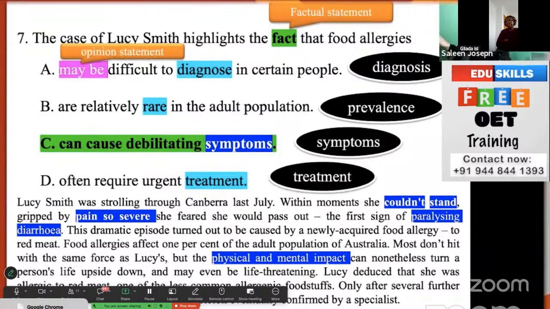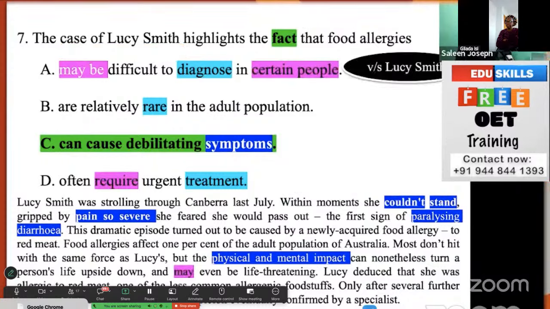As you go through the text, you should be able to identify which of these four the sentence speaks about. One more tip: since the first two sentences speak about pain so severe, paralyzing, couldn't stand, those are all symptoms. If the topic sentence, the first one or two sentences, speak about symptoms, the whole paragraph will speak only about symptoms. The answer must be symptoms. That's another clue for you.